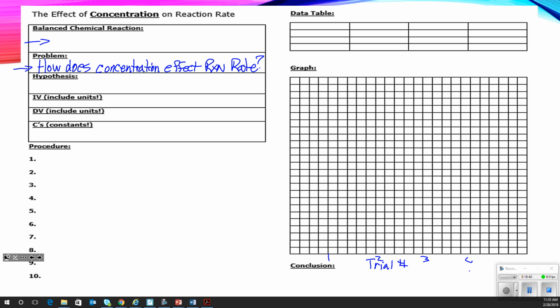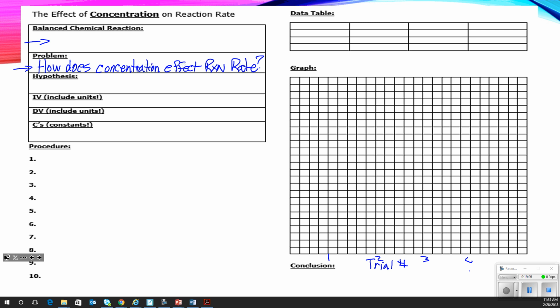Okay, so let's look at the next one. Hypothesis. What do you think is going to happen? Write it down. As you get more concentrated, what happens? Or as you get less concentrated, what happens? Tell me. Go. No, just concentration. Right here.